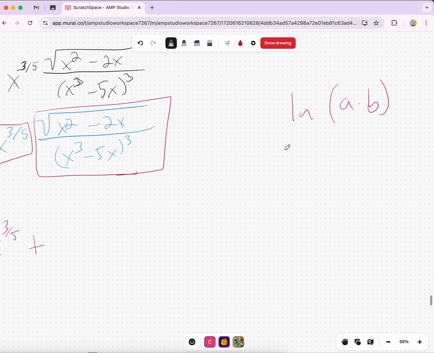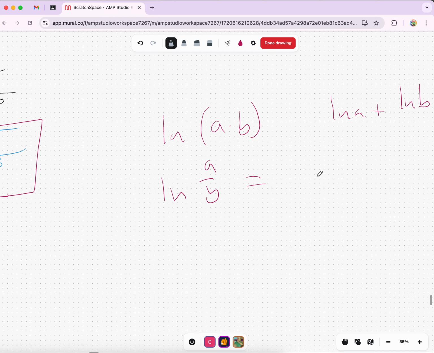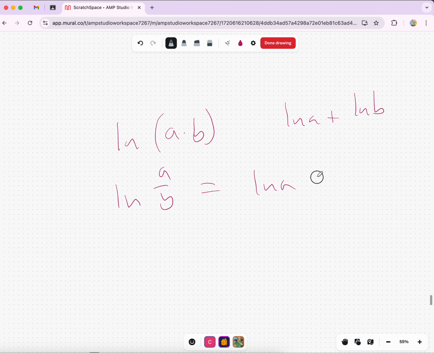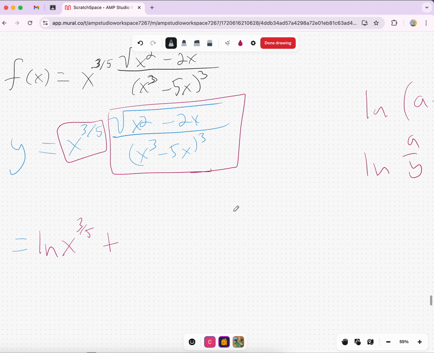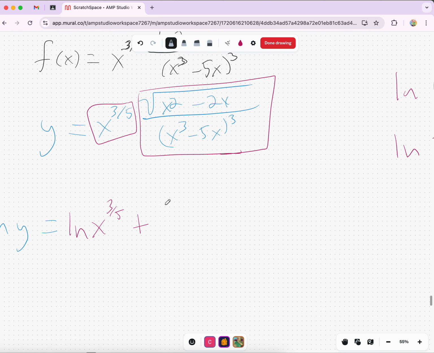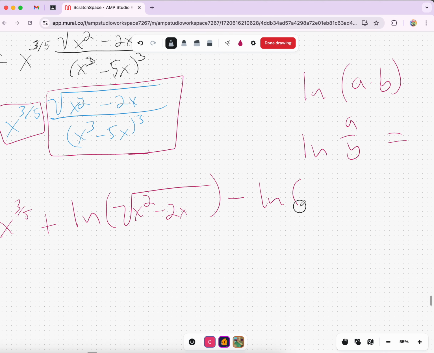Well, we actually have another log rule, which is that if you have something divided by something else, that is the same as the natural log of one part subtracting the natural log of the other part, right? Subtracting the bottom from the top. So in this case, we can actually do plus the natural log of, I'll put this in parentheses, x squared minus 2x, minus, right, because now we're going to subtract this bottom part, the natural log of x cubed minus 5x, all of that cubed.